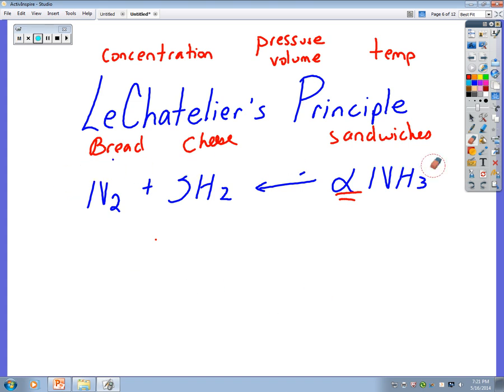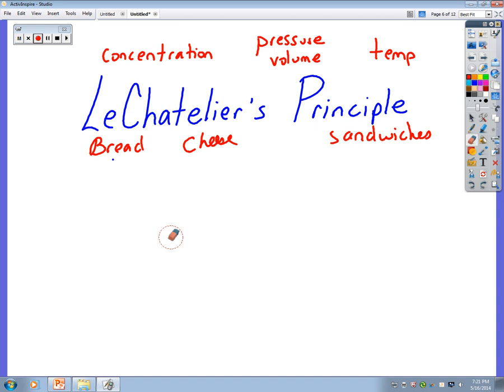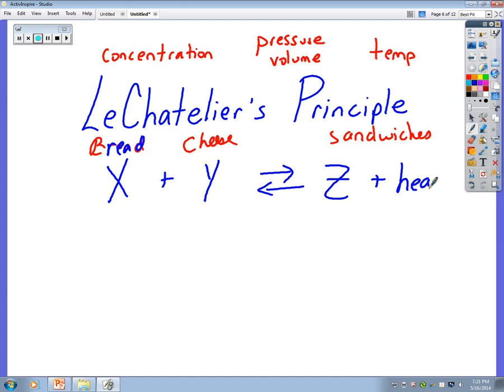So let's actually do a different equation. I'll just make it X and Y, okay? So here we go. I guess we should line it up with the bread and cheese sandwiches, huh? So X is bread. Y is cheese. I have sandwiches over here. Let's make that Z. Let's make this an exothermic reaction. If it's exothermic, just go ahead and treat that word as heat. If it was endo, heat would be on this side, wouldn't it? Right, this is exo, heat's exiting. This would be endo, so a different reaction.